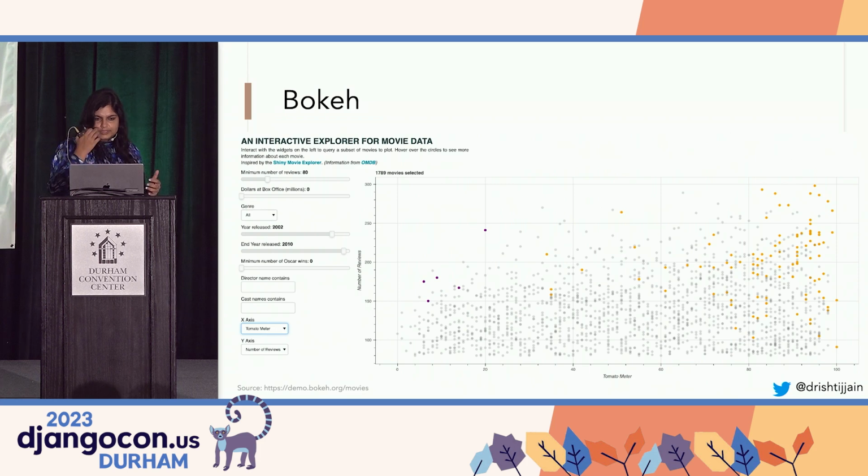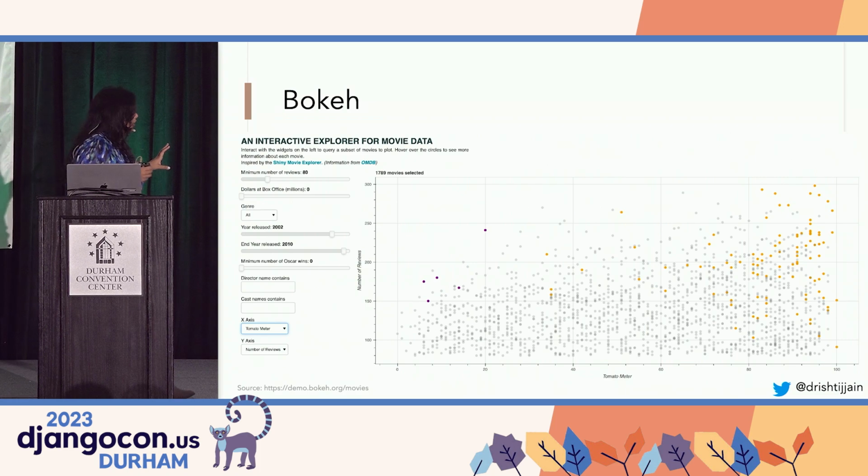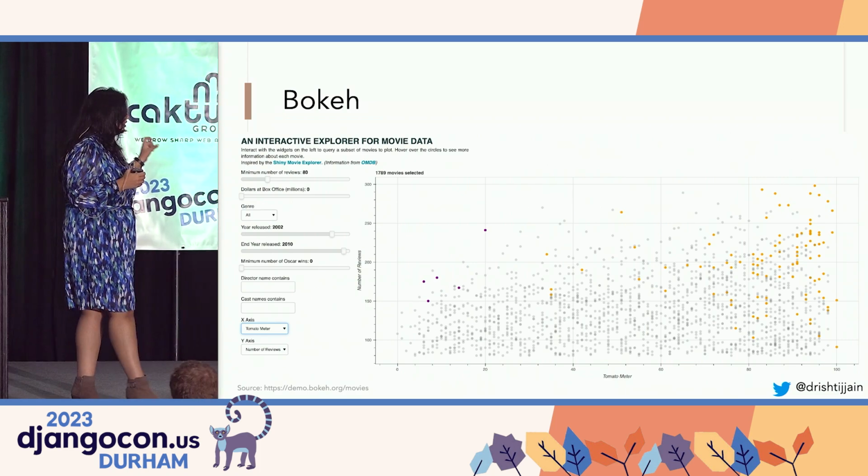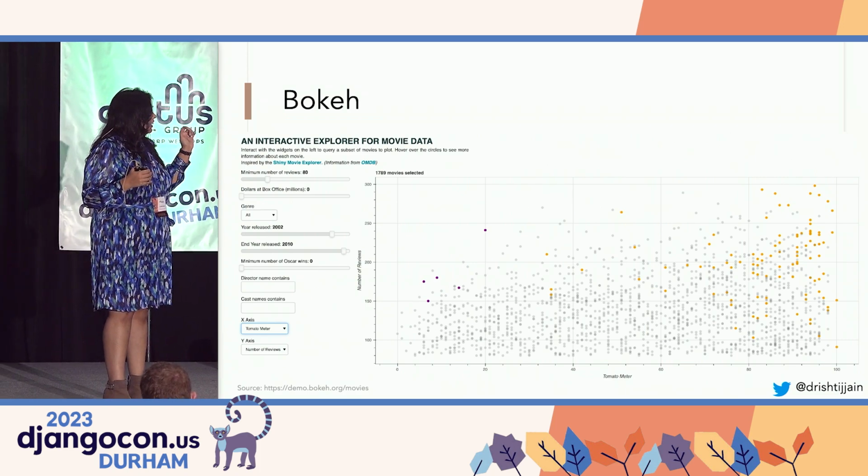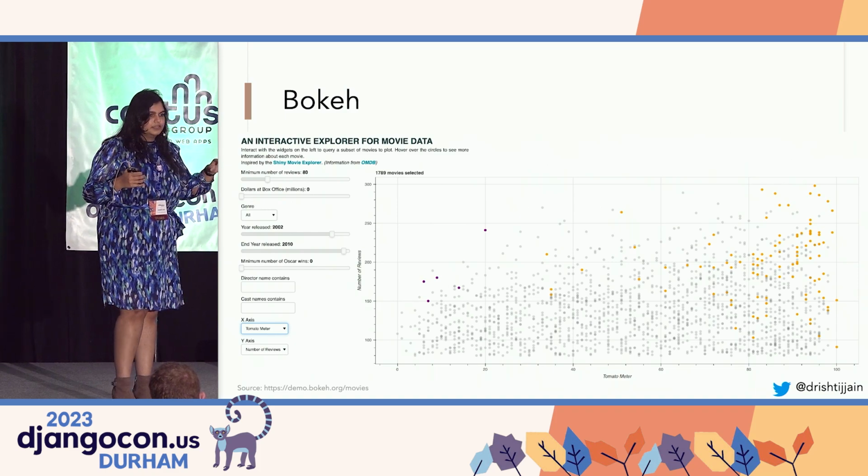So this is one of the examples. If you see on the left side, we have different parameters that can be modified in order to generate different parts of the graph.